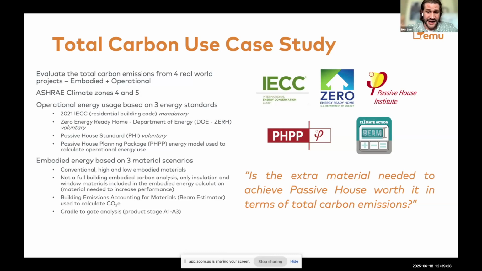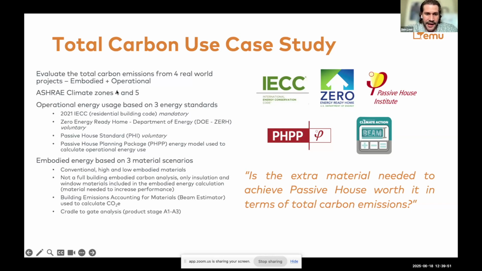So in this case study, I built upon their research and did an analysis on 4 real-world projects that we at Emu Passive consulted on. So we're looking at 4 projects across the country, mostly in climate zones 4 and 5. So think of Denver, Colorado, think of Seattle, Washington.